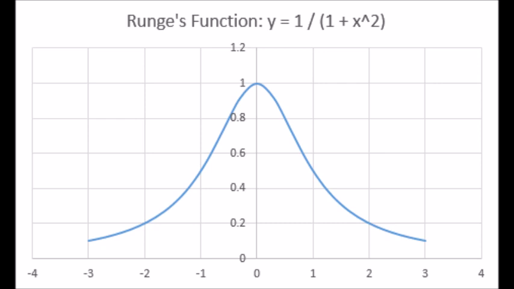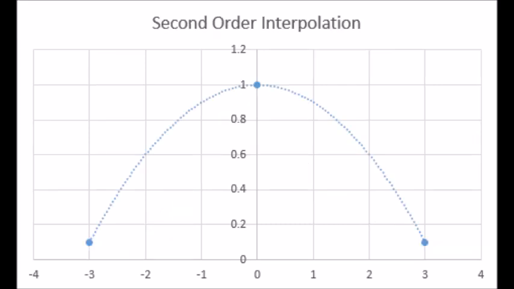Here we see what is known as Runge's function. It appears fairly smooth and well behaved. This should be easy to interpolate, right? Starting with a second order interpolating polynomial, we see room for improvement. What happens if we increase the order? Will that give us a better fit to the data?